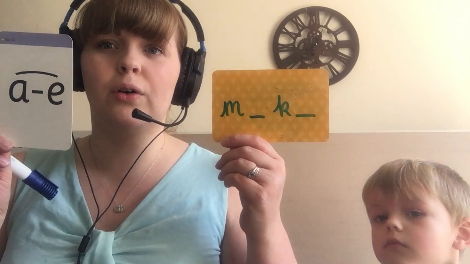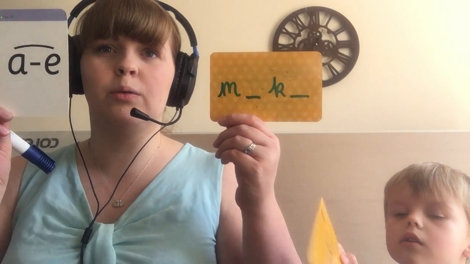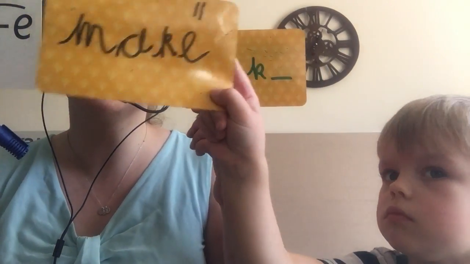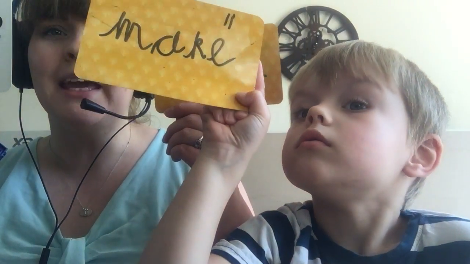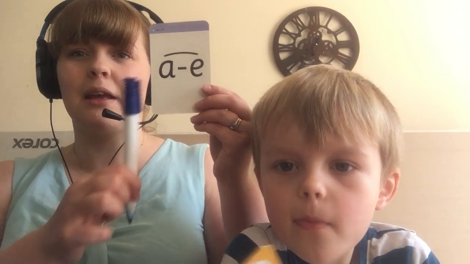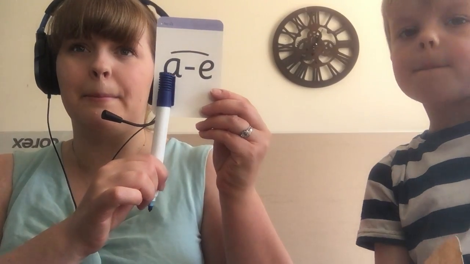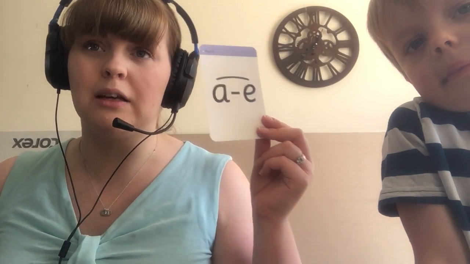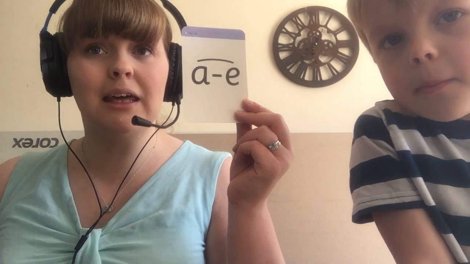Okay, make. Let's have a little look then. 5, 4, 3, 2, 1. What are we saying? Make. Well done. Can you see how we've got the letter in between the A and the E? So we've got the K in there. So we've got make. And the way we remember this one is make a cake. So our next word is going to be cake.